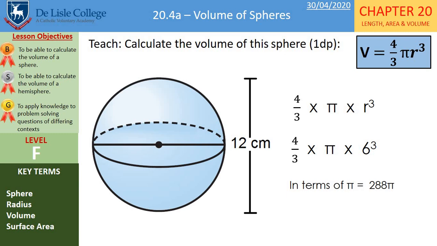If you now press your SD button, you get an answer of 904.77. But again, we want our answer to one decimal place, so that second 7 after the decimal point rounds the first 7 up to an 8. If you struggle with your rounding, it's something we're going to use a lot in this topic, so you'll get some practice. There's also lots of things on Hegarty you can look at to help you with rounding.